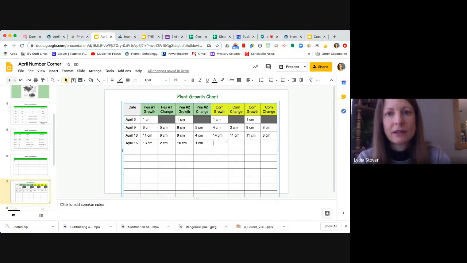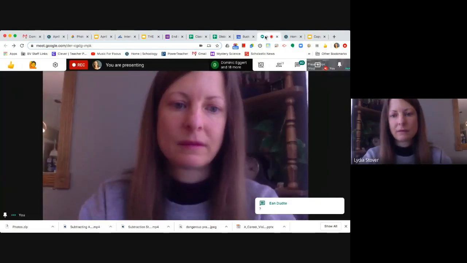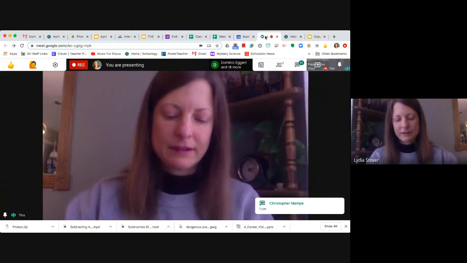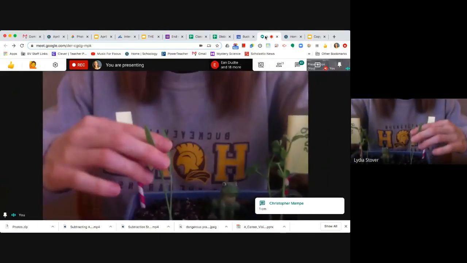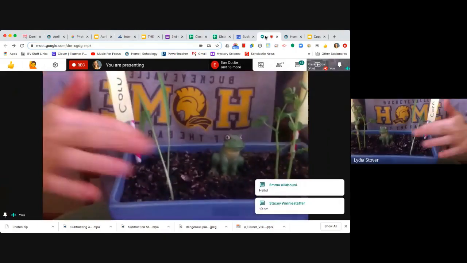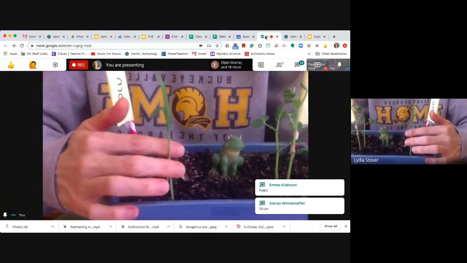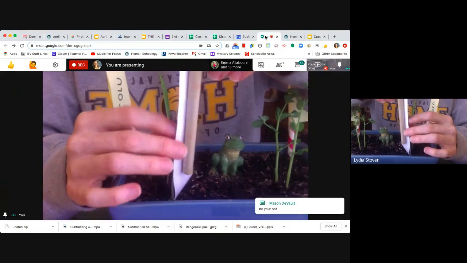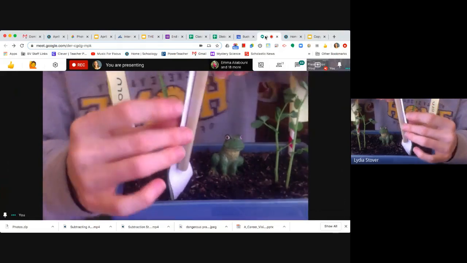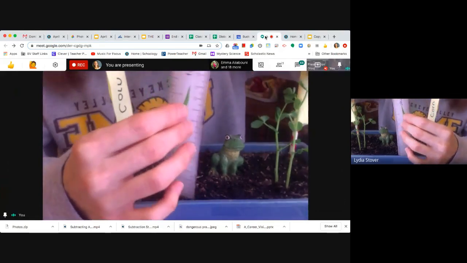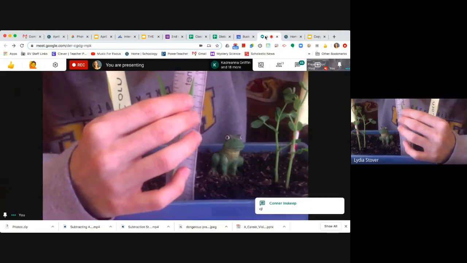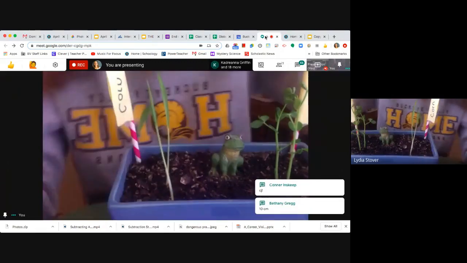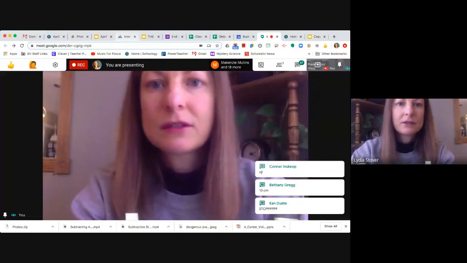Let's take a look at our corn now. All right, so this guy here is really, really tall. He's so tall, he's starting to fall over. So I'm going to stand him up so I can see. Oh, I know you can't see my ruler, but he's actually 13 centimeters like the pea. He's just a lot skinnier.